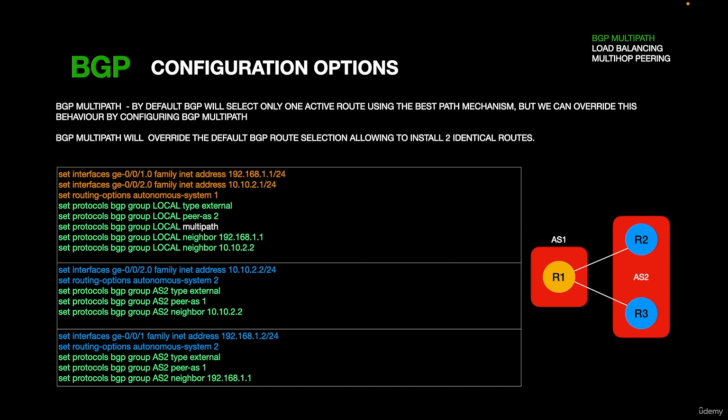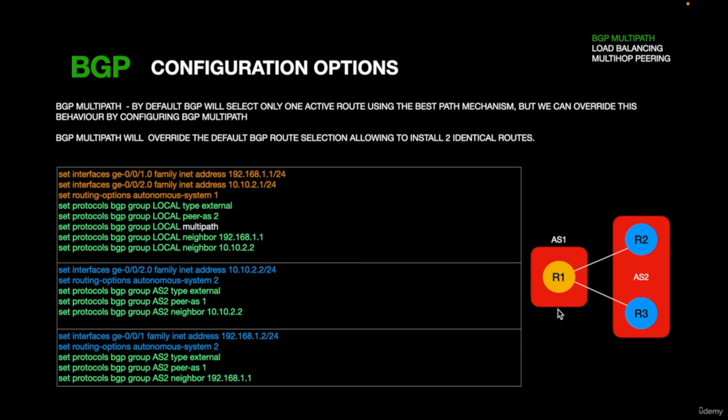How to configure BGP and how to configure BGP multipath. Actually, let's start with what BGP multipath is. By default, BGP will select only one active route using the best path mechanism, but we can override this behavior by configuring multipath. What this means is R2 and R3 will send the same route to R1.